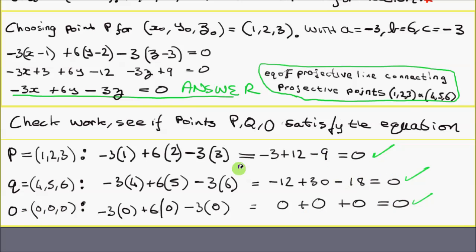So I'm satisfied that this equation, in Euclidean geometry terms, is the equation for the plane, and in projective geometry terms this is the equation of the projective line connecting the projective points P and Q.